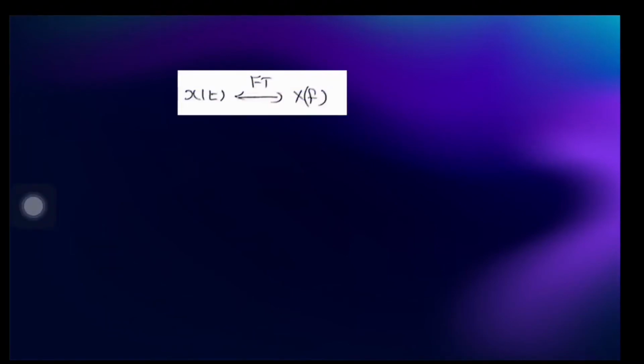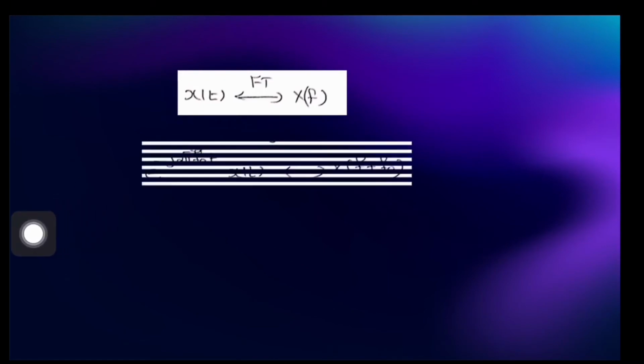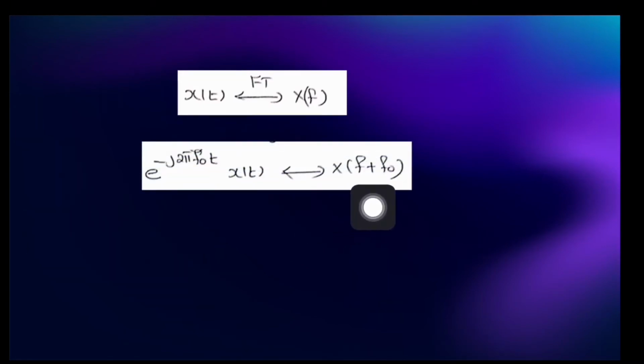The first property we are going to use is the frequency shifting property. According to this property, if X of f is the Fourier transform of x of t, then X of f plus f0 is the Fourier transform of e raised to minus j2 pi f0 t x of t. In the question, we are asked to find out the inverse Fourier transform of X of 3f plus 2.